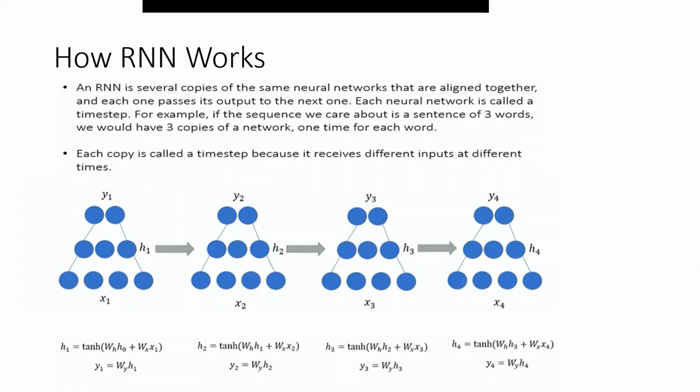So each neural network is a timestamp. So it's a sequence we care about over 3 sentences. So each copy is called a timestamp because it receives a different input at a different time. So all the weights associated with it are the same in all the 4 networks, right? So if you see over here, WH is over here, and for X1, it is WX. The weights are the same for all the 4 neural networks, right?